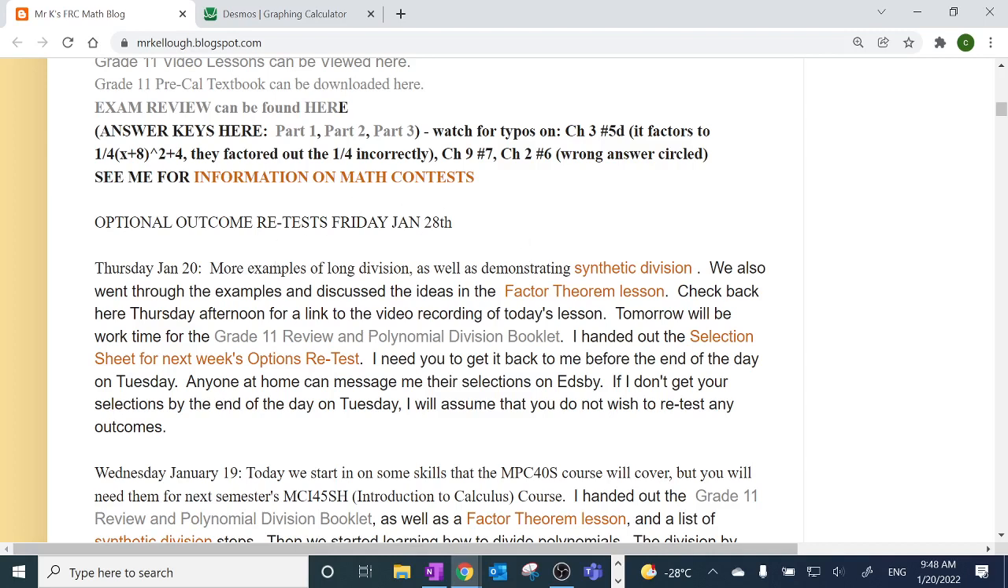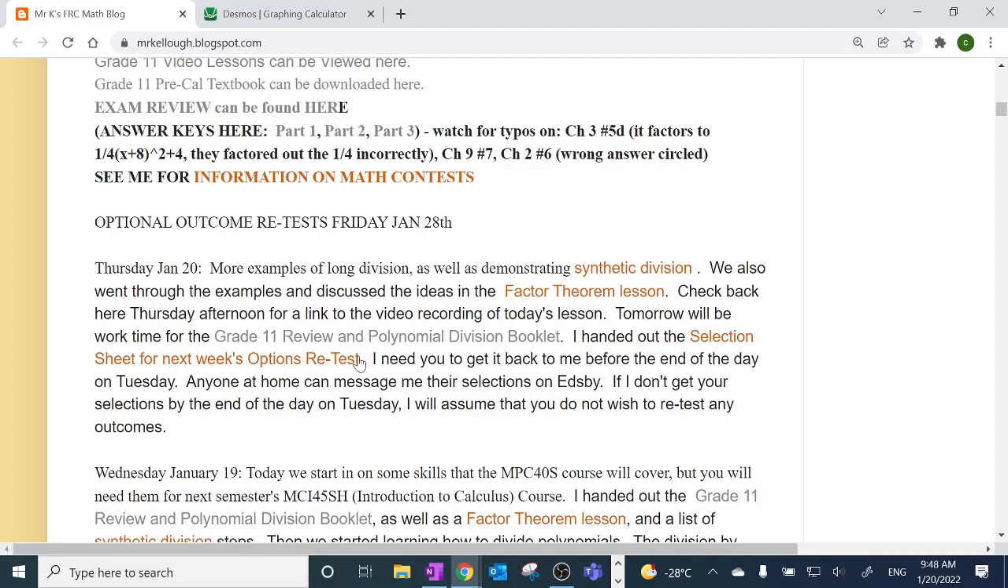We also went through the examples and discussed the ideas in the factor theorem lesson. So that's that booklet I gave you yesterday. Did anybody not get the booklets yesterday? So we'll start in on that today. And then basically I'll just let you have tomorrow as a work period for this little booklet of stuff.